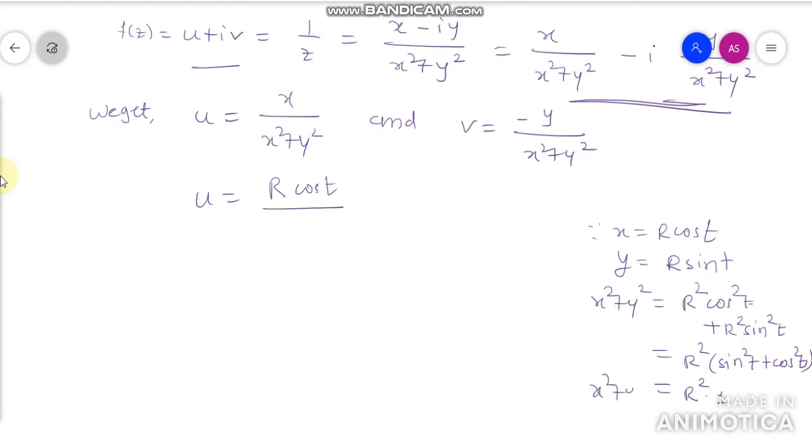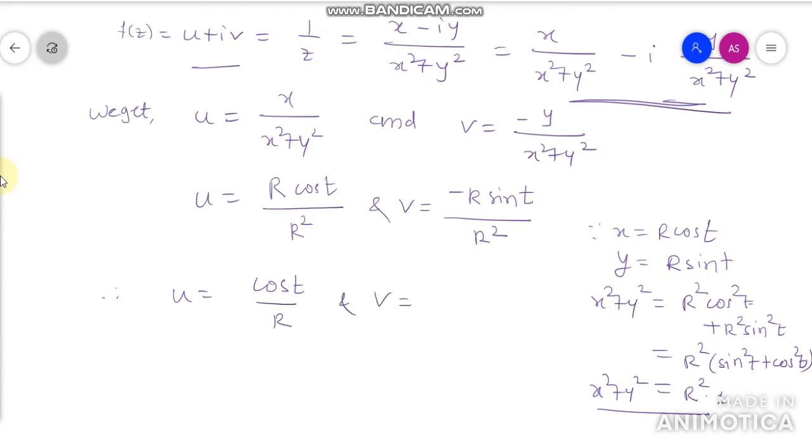So x square plus y square becomes r square, and v is equal to minus r sin t divided by r square. Therefore u equal to cos t by r and v equal to minus sin t by r.